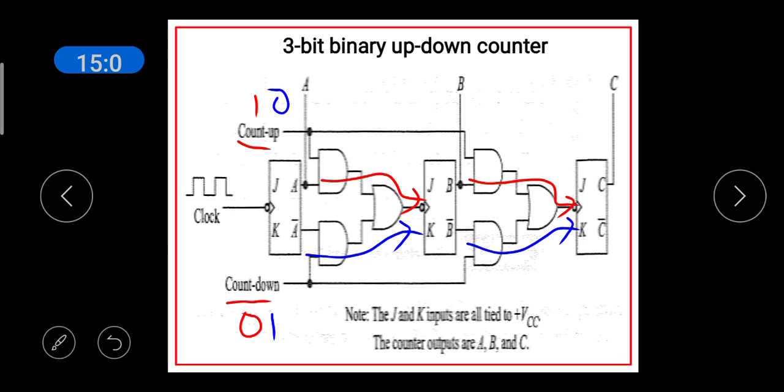So, when count up is 1, count down is 0, this circuit functions as 3-bit up counter. When count up is 0 and count down is 1, the same counter functions as 3-bit down counter. So we can have both up down counter in the same circuit using control logic circuit.